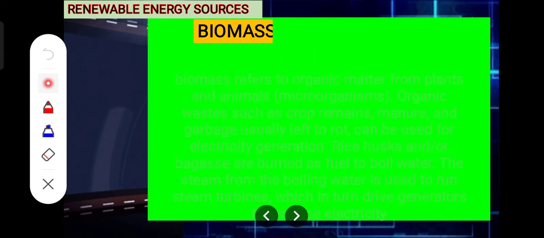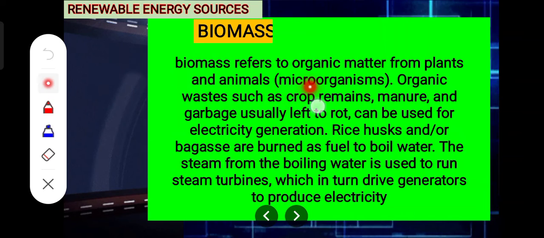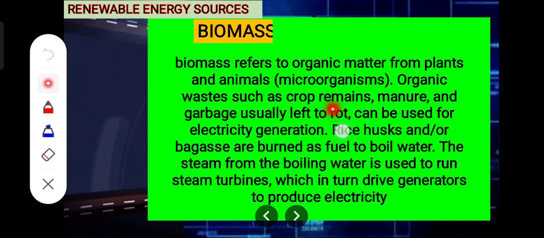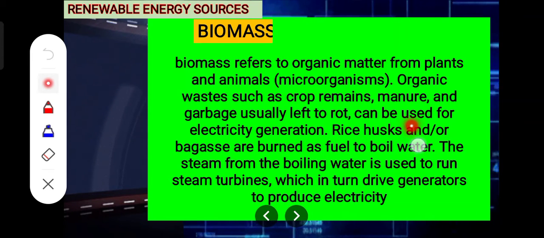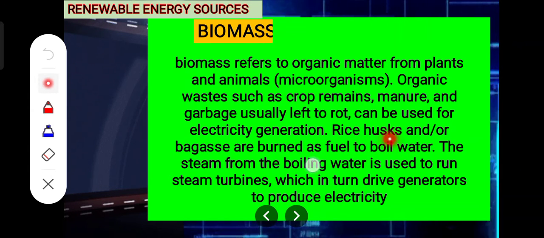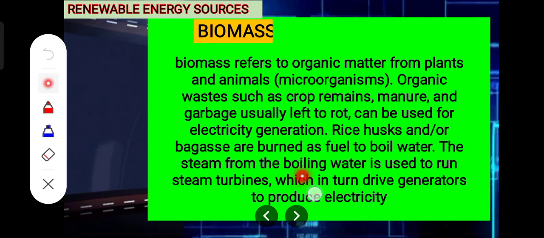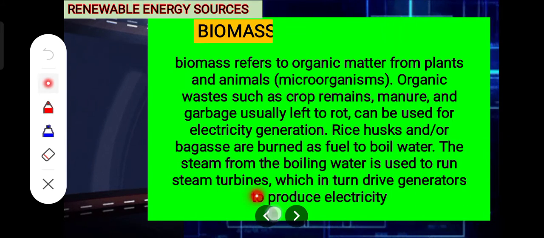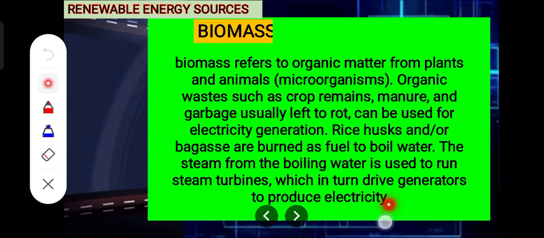We also have here the biomass. The biomass refers to organic matter from plants and animals or microorganisms. Organic waste such as crop remains, manure, and garbage, usually left to rot, can be used for electricity generation. Rice husks and bagasse are burned as fuel to boil water. The steam from the boiling water is used to run turbines, which in turn drive a generator to produce electricity.